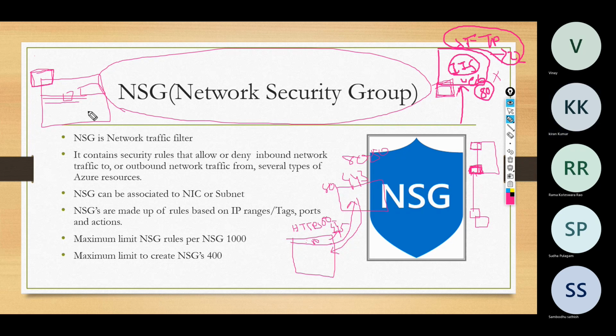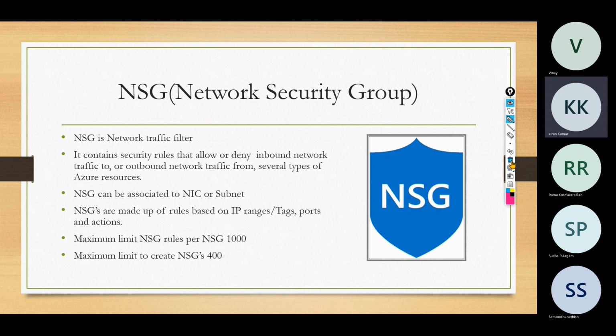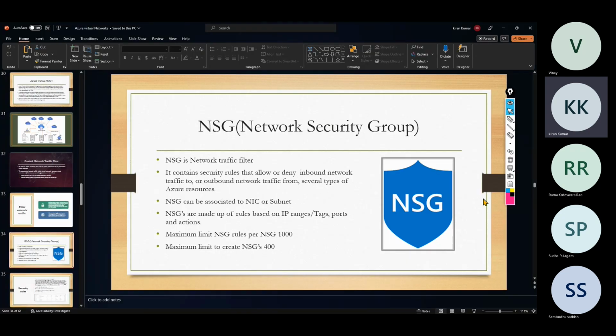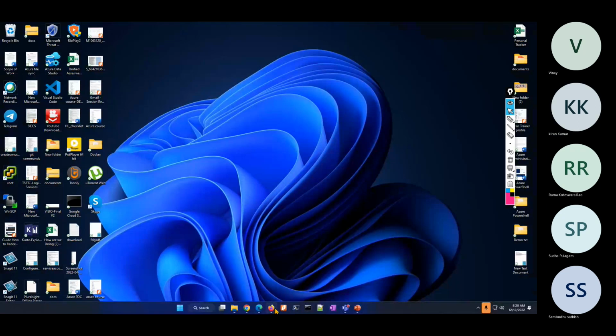We can associate it at the subnet level or the network interface card level. In this network security group, we can create different rules using IP addresses and tags, and especially port numbers, where we can create a rule to deny or allow. Let's see it practically, so you will get more clarity on what I'm saying. We'll discuss this more practically.